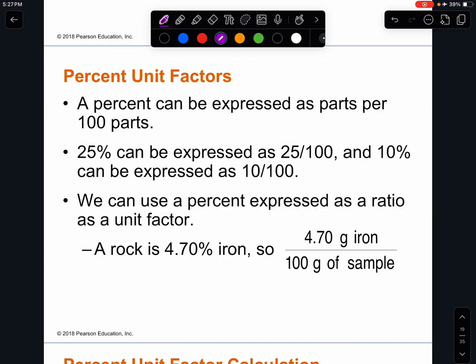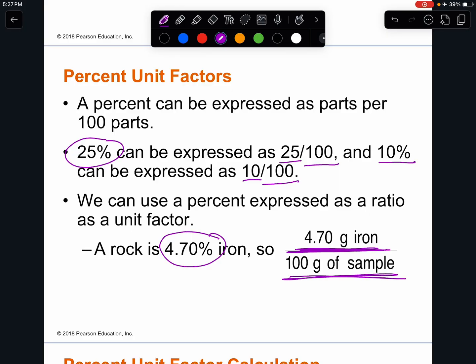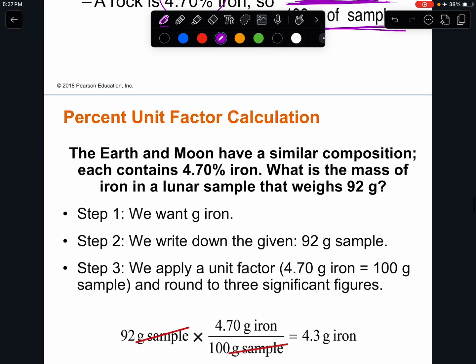Now remember, percents are always out of 100 parts, so when we say 25%, you can also keep in mind that that is the same as writing 25 over 100, just as 10% is the same as writing 10 over 100. So sometimes if we see or say that something is 4.70%, we can say that it is 4.70 of that part that we're looking at over the entire 100 of the sample. Okay, so sometimes we're going to be doing that in class or during a lab.